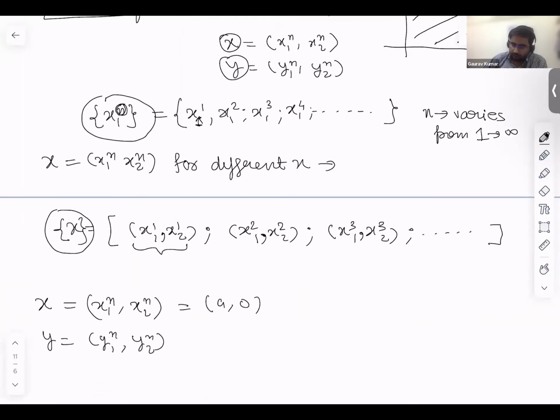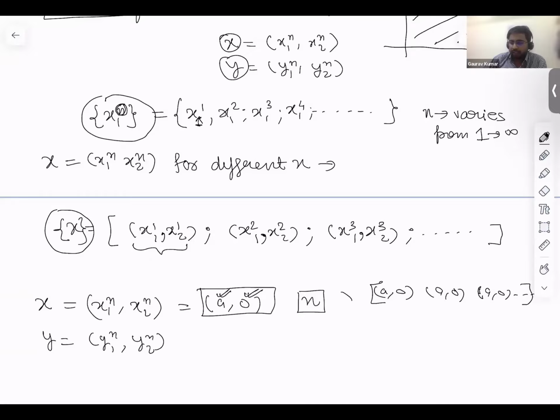Okay, so I'm assuming a constant sequence x, for which the first argument is always a and the second argument is always 0, irrespective of what n you choose. So it's (a, 0), (a, 0), (a, 0), and so on. This is your sequence x.